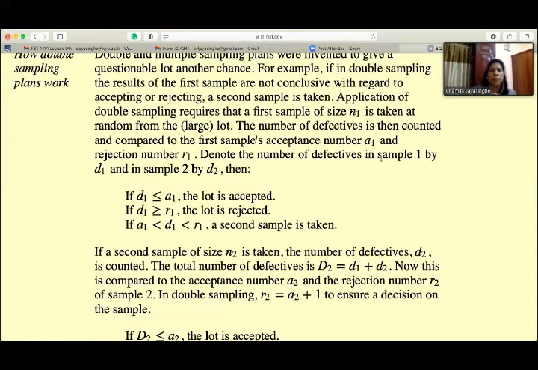Denote the number of defectives in sample 1 as D1 and the defectives in sample 2 as D2. Then if D1 is less than A1, the acceptance number, the defectives are few and the lot is accepted. If D1 is greater than the rejection number R1, the lot is rejected. If D1 is greater than A1 but less than the rejection level, in that situation a second sample is taken. Here you can see there is a gap between the rejection level and the acceptance level.